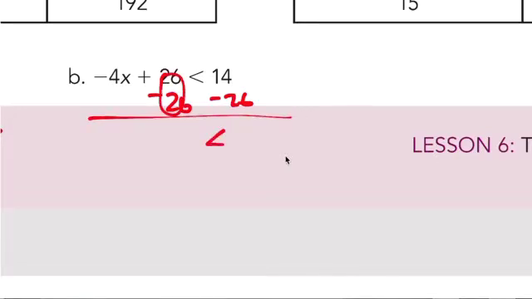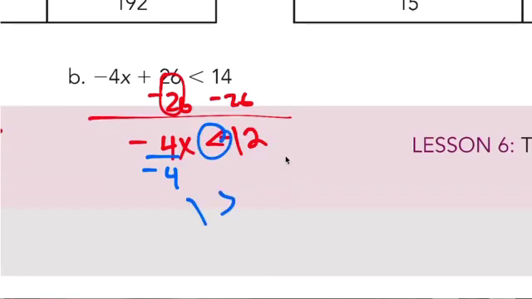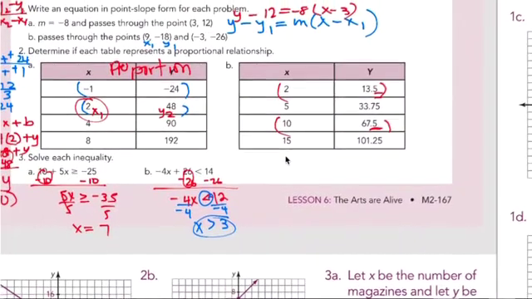That's 0 less than 8, right? No, 12, 12. I added 8 to 14 and didn't get it. Negative, because the bigger number is negative. Negative 4x. Now, if you've forgotten, when you divide by a negative, the inequality switches. x equals positive 3, like that. Okay?